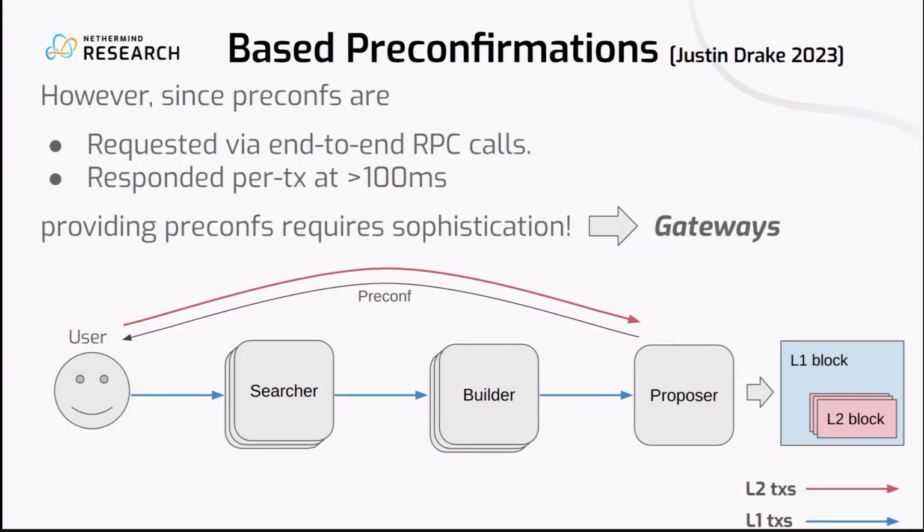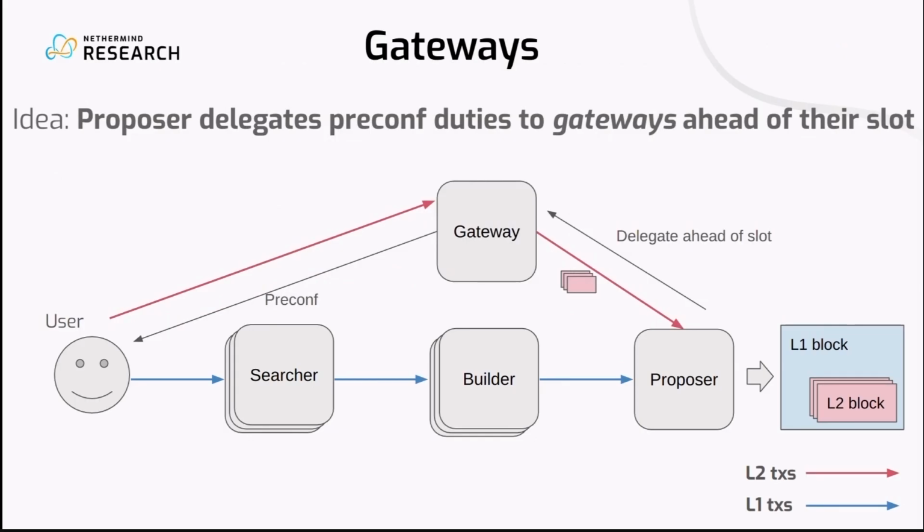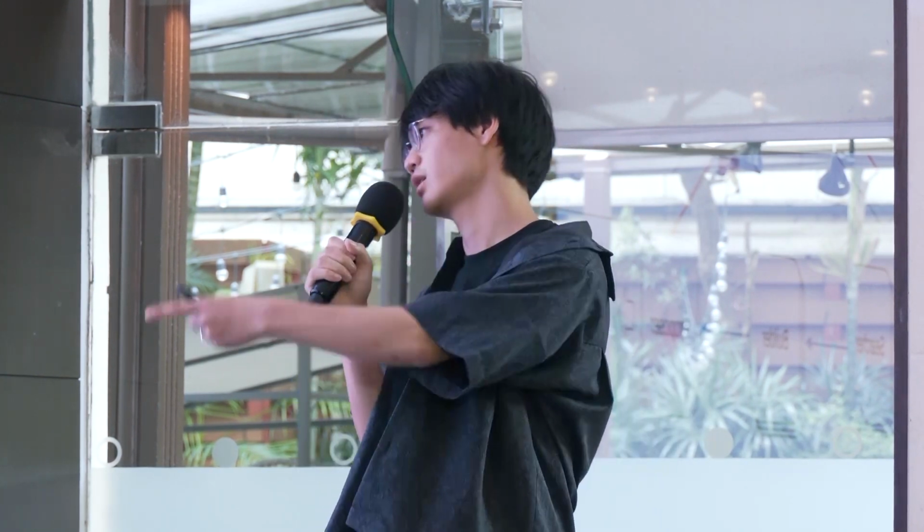So gateways are introduced. The idea is simple. Proposers delegate their pre-confirmation duty to gateways ahead of their slot. So ahead of their slot, the proposer will say, hey, this specific gateway is going to do my pre-confirmation duties. So instead of sending your transaction to me, please send it to the gateway. And this delegation relationship, for example, can be recorded in some L1 contract. Now the user will send the transaction to the gateway, which will provide pre-confirmations, and then eventually the gateway will collect and construct a bunch of L2 blocks, and send them back to the proposer, who will ensure that they're included in the L1 block.